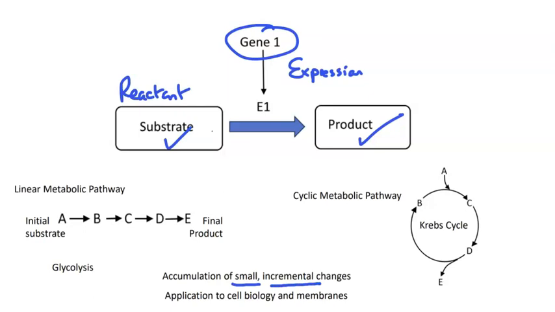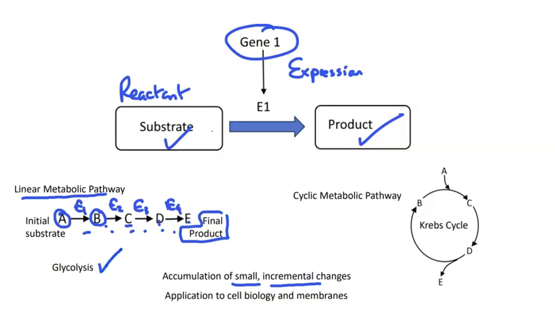An example of which is seen in linear metabolic pathways. Here, A is the initial substrate, turned into product B by enzyme E1. B would be turned into C by a separate enzyme, C into D, and then D finally into the desirable product, the final product, by another enzyme. So lots of small changes adding up to the final product which is desired, an example of which is seen in the process of glycolysis in respiration.